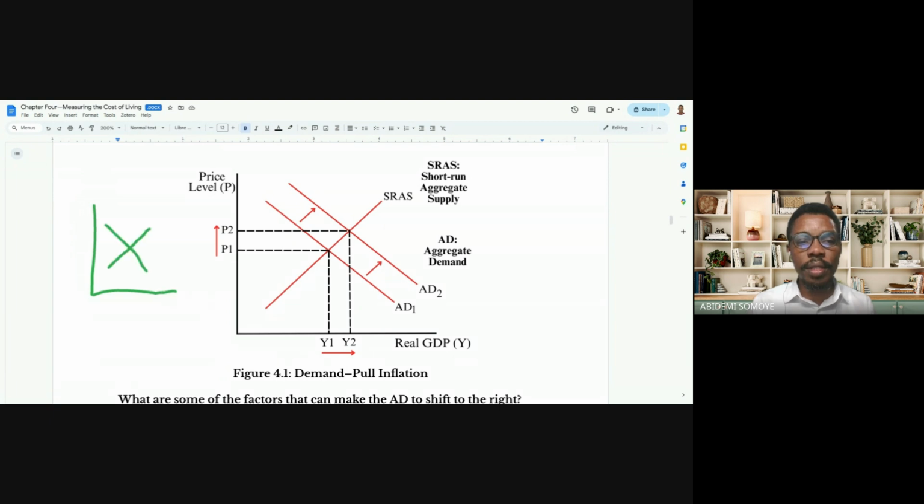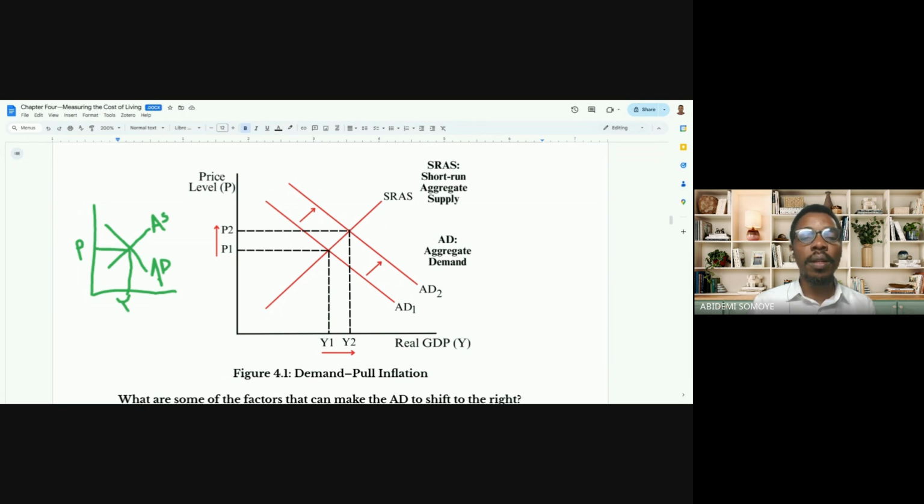This is AD, and this is AS, or short-run aggregate supply. Of course, you know that there's long-run aggregate supply. When we move further in some of our topics, we'll see the long-run aggregate supply. So this AS, or SRAS, you have this, and on the axes you have price and output, or real GDP.